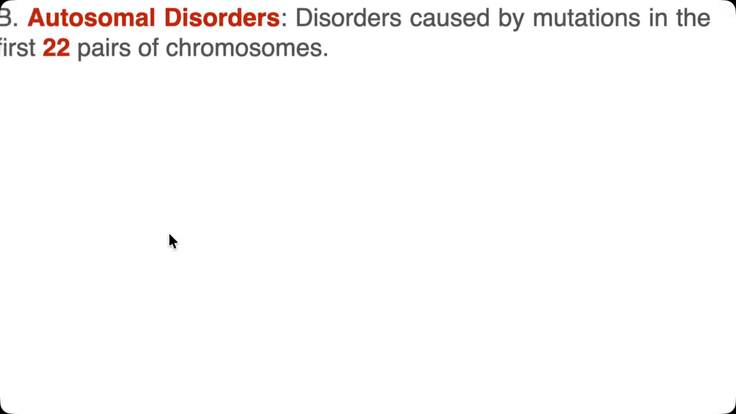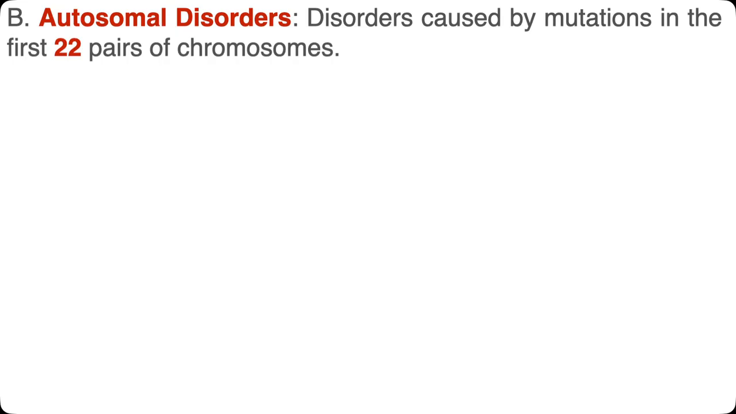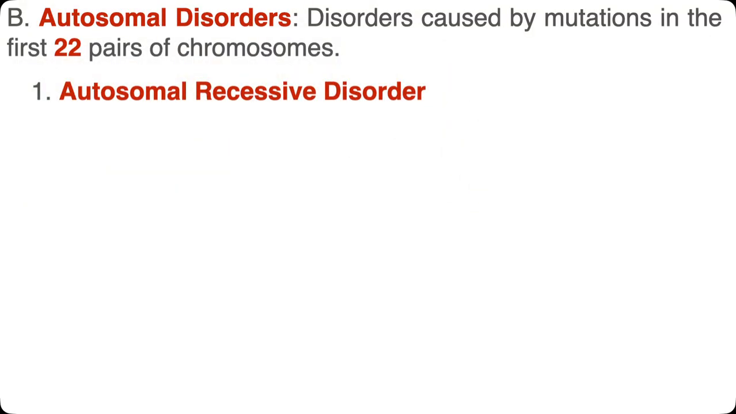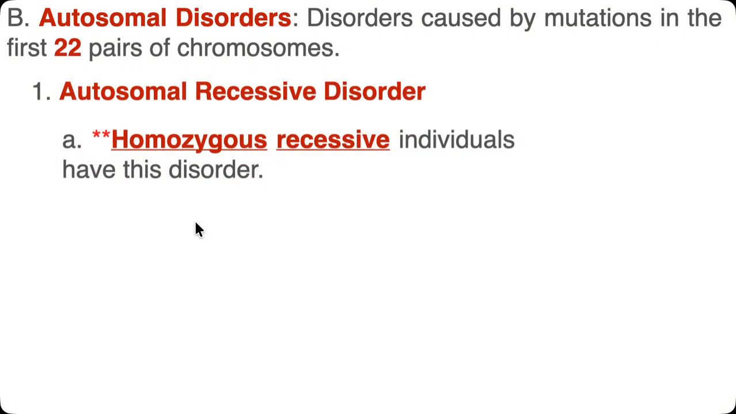Okay, so let's talk about autosomal disorders. Autosomal disorders are caused by mutations in the first 22 pairs of chromosomes. We're not talking about sex chromosomes at all. The first category are called autosomal recessive disorders. Now, with autosomal recessive disorders, in order to have that genetic disorder, you have to be homozygous recessive. That is the only way for you to have the disorder.